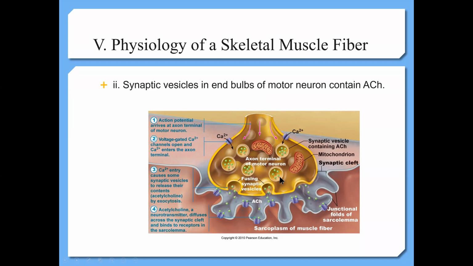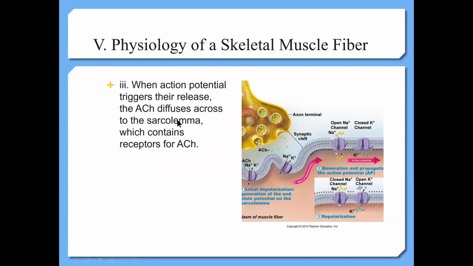Well, how did it get there? A signal went out from the nucleus to the endoplasmic reticulum. This acetylcholine was made. It was then sent to the Golgi apparatus, which packaged it up in vesicles waiting to be delivered on the appropriate signal, okay? When an action potential triggers their release, the acetylcholine diffuses across to the sarcolemma. What's the sarcolemma? That's the plasma membrane of the muscle cell.